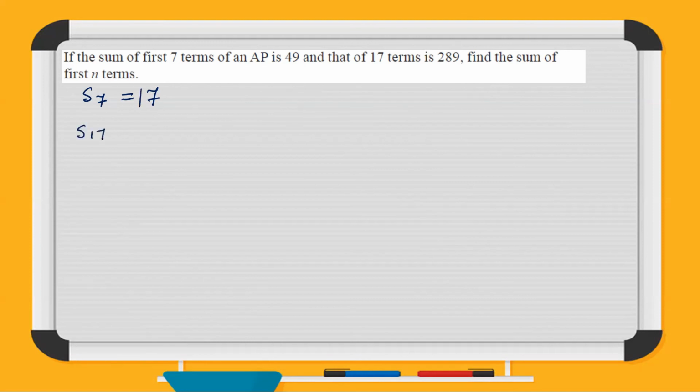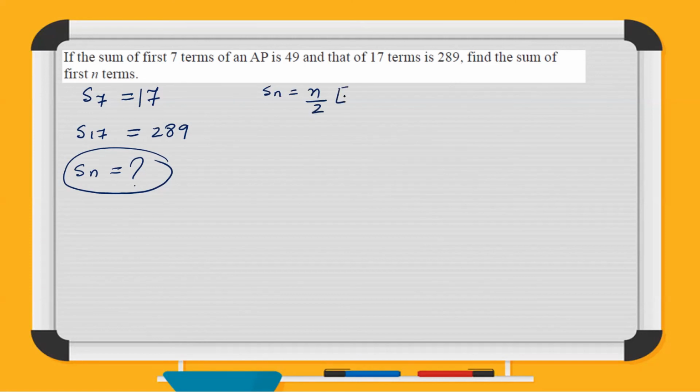That means S17 is 289. We have to find out a general formula for Sn. How do we do that now? We know that the sum of the nth term, Sn, is equal to n by 2 in bracket 2a plus n minus 1 into d, right?